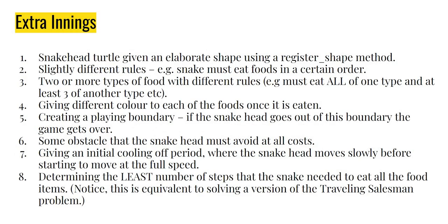Apart from many other enhancements that I could think of, for example, giving the snakehead a more elaborate shape, or slightly different rules. Maybe snakes must eat foods in a certain order. Maybe there are 2, 3 different types of foods. Maybe a different color for each food, playing boundary, some obstacles, some kind of an initial cool-off period where the snakehead moves slowly in the beginning and then starts moving fast. And like I said, some kind of solving a traveling salesman problem.